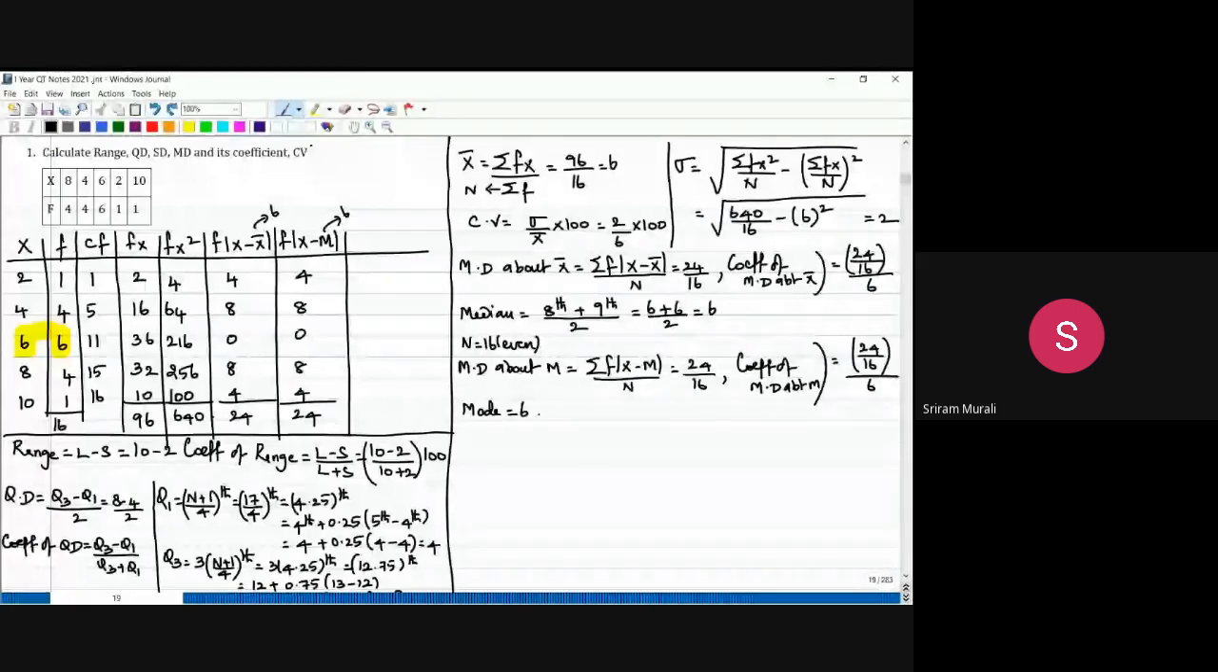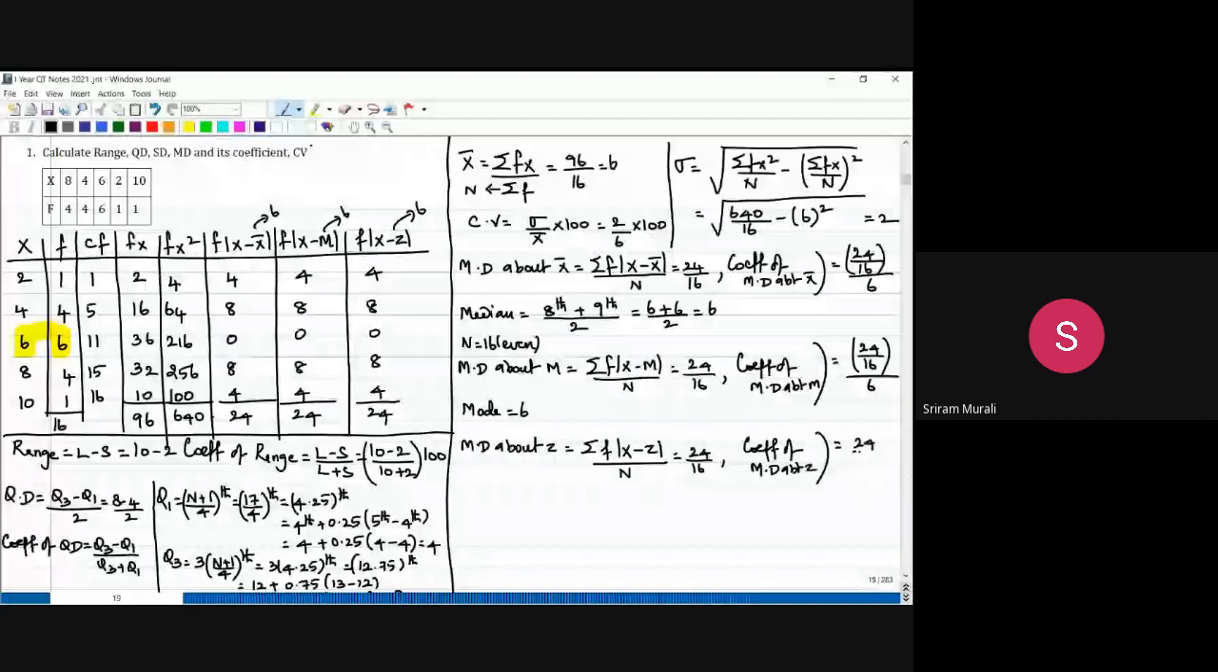Therefore mode is 6. If mode is 6, you have to compute the same x minus z, because the formula for computing MD about mode is sigma f into x minus z divided by n. So again we will get the same answer, 480. Otherwise I should change the answer if it deviates from 6. Fortunately I got the same answer. So this is 24 by 16. Coefficient of MD about z is 24 divided by 16 divided by 6.